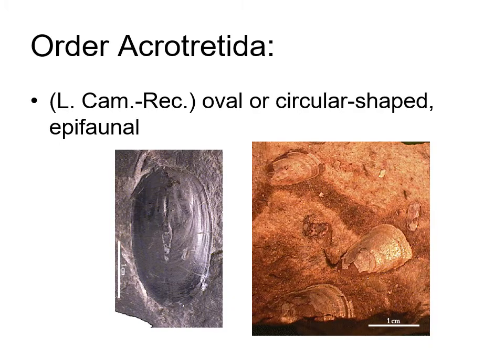Another inarticulate group, though, that are quite abundant are the Acrotretids. These are oval or circular shaped and also epifaunal, so they don't have the long pedicle to anchor them way down in the sediment. Otherwise, they do have some similarities in appearance to lingulids. And these are also still alive today and also go back to the Cambrian.